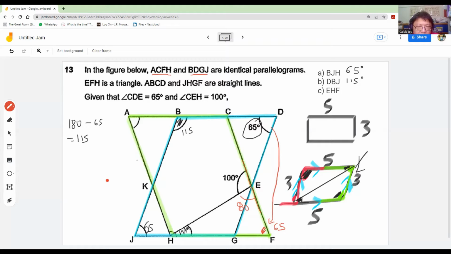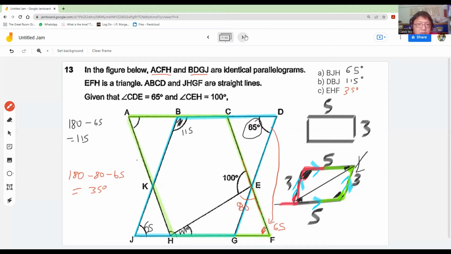So what's the final answer? It will be 180 minus 80 minus 65. That will give us 35 degrees. So that's all for this question.